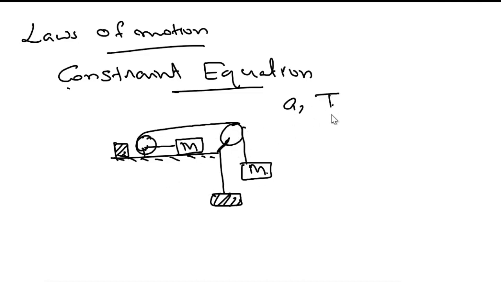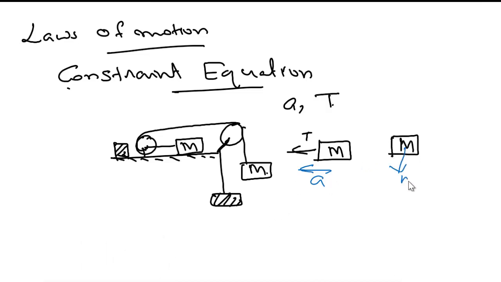If we need to find the acceleration and tension, what should we do? First we need to find the equations for each mass in terms of acceleration. First I am considering the first mass m. Here tension is acting in this direction and acceleration also acts in the same direction. Next we consider the second mass kept over here. In this case mg acts in the downward direction, and tension acts in the upward direction. These are the forces acting on this object.